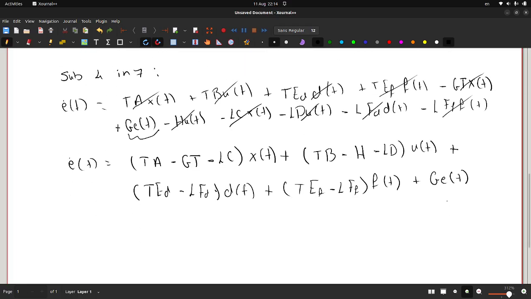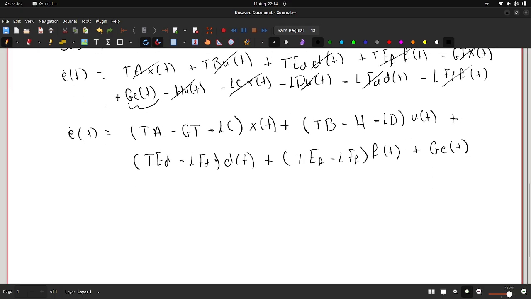Now we have this error signal. This is e dot, and we want to put some conditions so that the error signal is not affected by our states and by the input. So on this equation we derive 3 important conditions. In our design, the first condition is that the G matrix has to be stable.